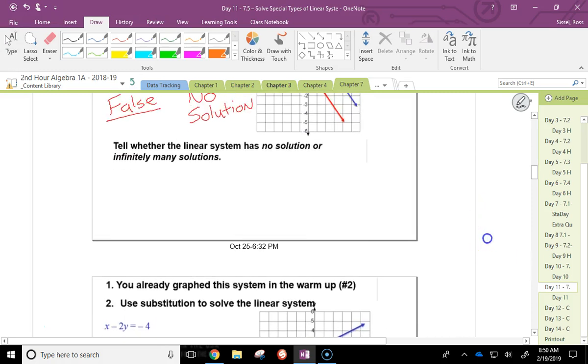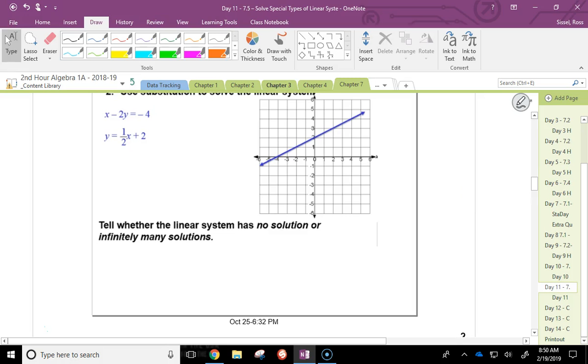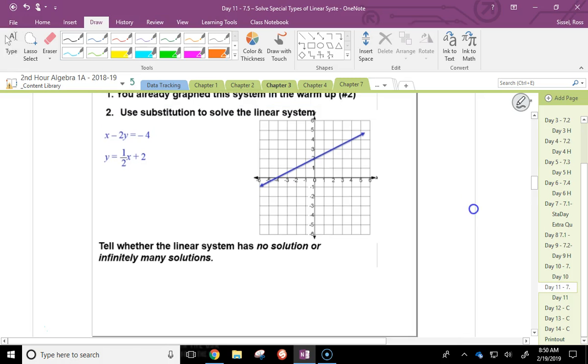So this one had no solutions. This was number 2. Let's look at what it looks like. And they want us to use substitution. This is a good method if you guys are still struggling. Make sure you're following along so you understand this. I'm substituting because I see that y is the same. It equals 1/2 x plus 2. So here is y in this first equation.